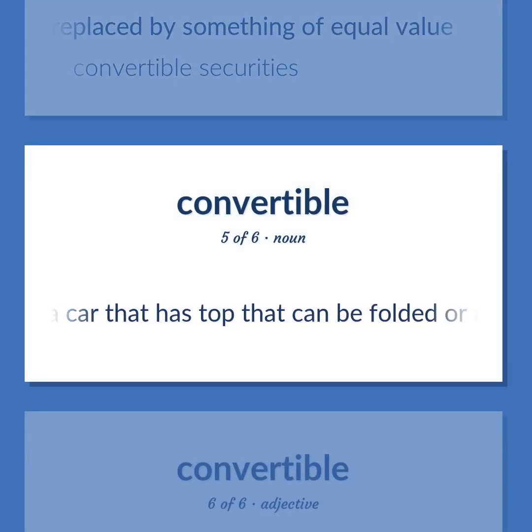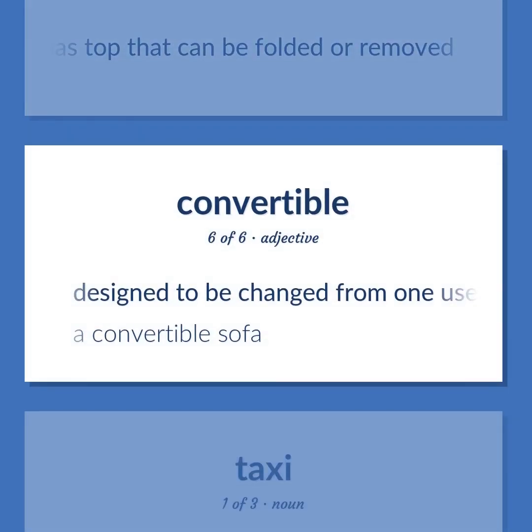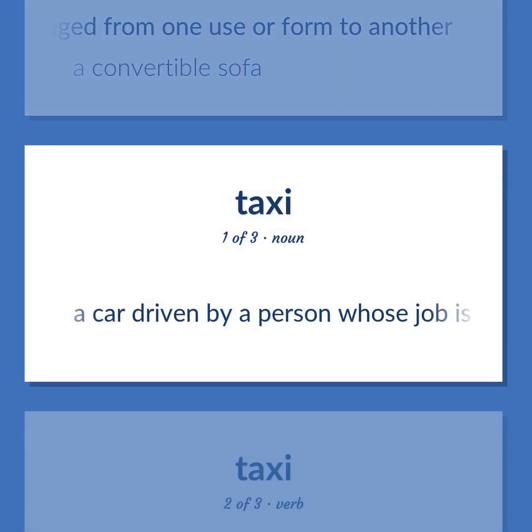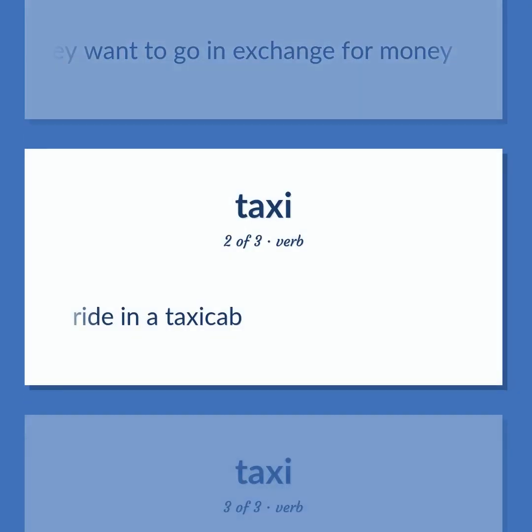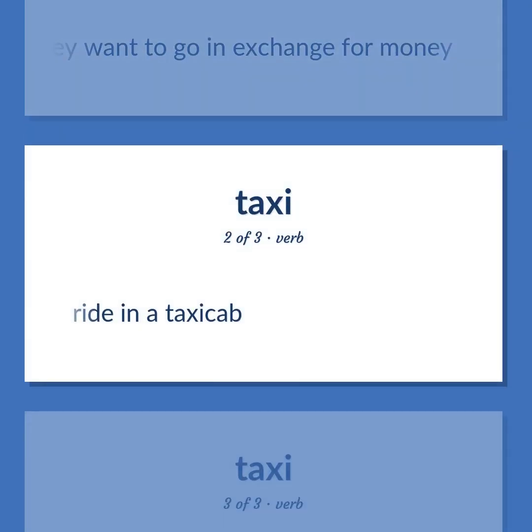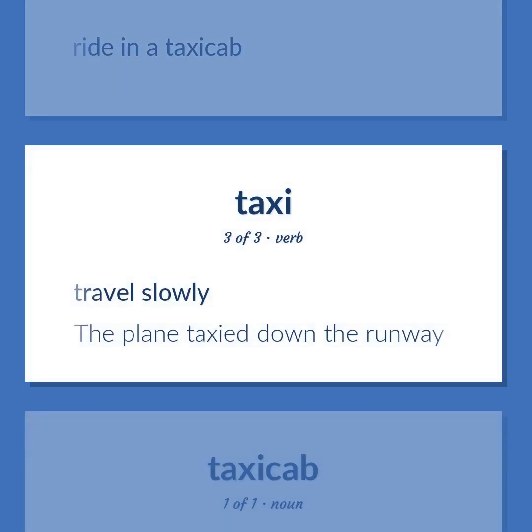A car that has a top that can be folded or removed. Designed to be changed from one use or form to another. A convertible sofa. A car driven by a person whose job is to take passengers where they want to go in exchange for money. Ride in a taxicab. Travel slowly. The plane taxied down the runway.